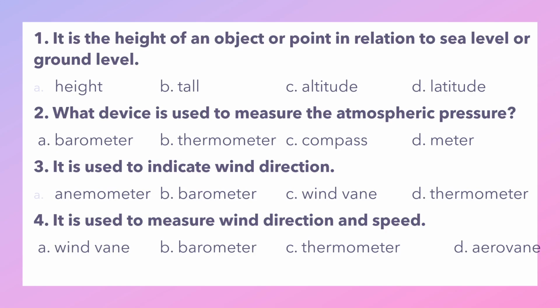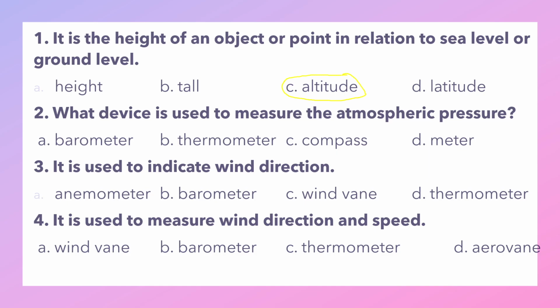Number 1 here, it is the height of an object, or point in relation to sea level or ground level. So, what do you call the height of an object in relation to sea level or ground level? A. Height. B. Tall. C. Altitude. D. Latitude. What do you think is the answer? Okay, the correct answer is letter C. It's the altitude.